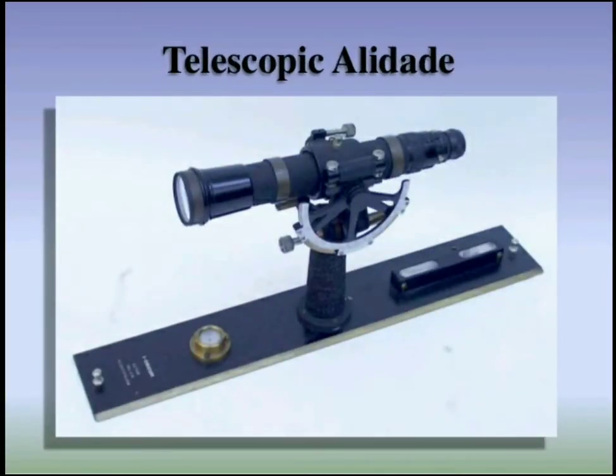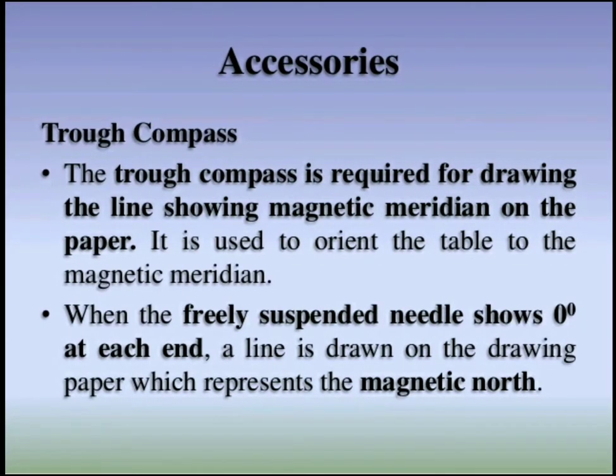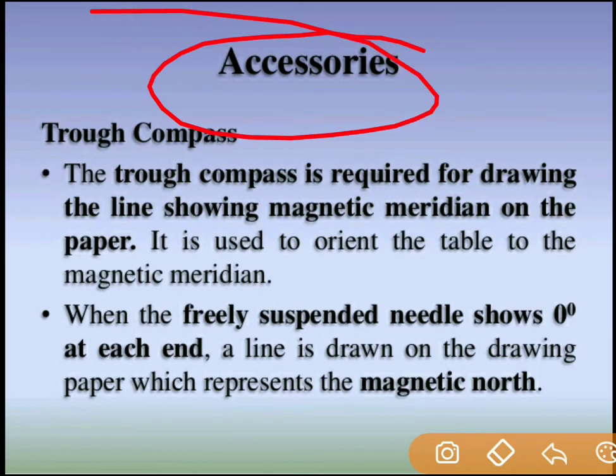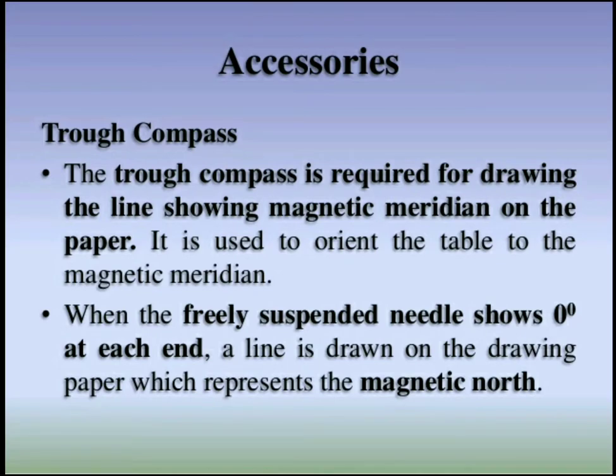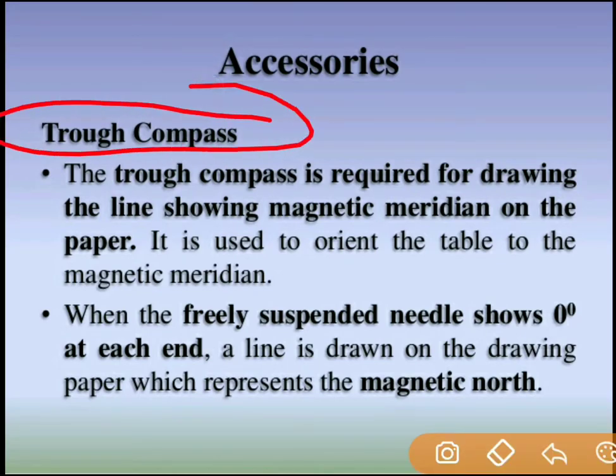Look here, this is also a telescopic alidade figure. Here we have a graduated circle. Clear. Next, accessories. What are the other accessories we use to do plane table surveying? Look here, the trough compass. What is that? So what is the trough compass?